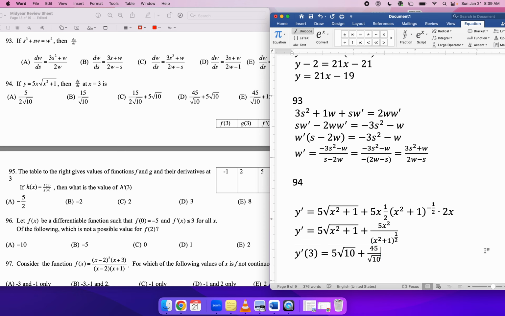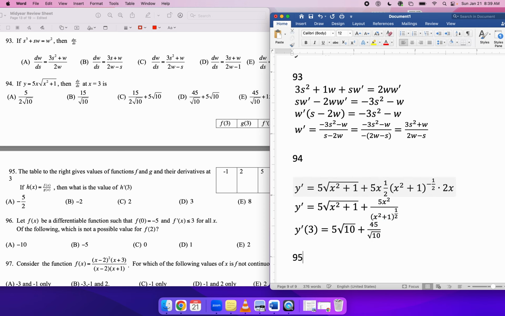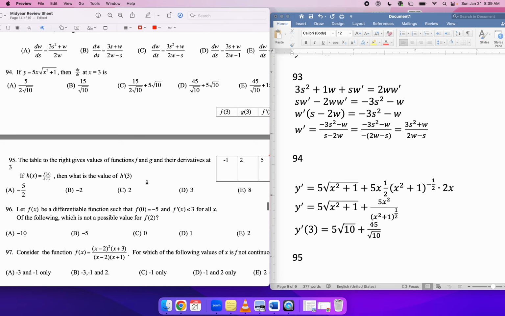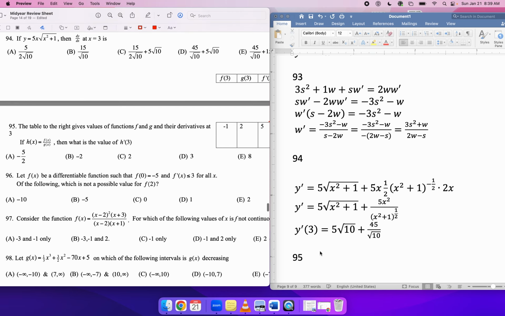Number 95. Okay, obviously the table is kind of screwed up here and split over 2 pages, but that's okay. The table to the right gives values of functions f and g and their derivatives at 3. What is going on with the formatting? Okay, if h of x equals f over g, then what is the value of h prime of 3?